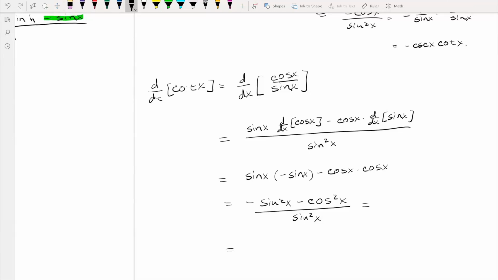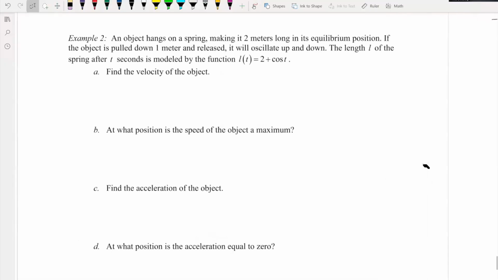It's equal to negative 1. That's right. If you factor out the negative, you've got the sine squared x plus cosine squared x, which is your Pythagorean identity. So you get negative 1 over sine squared x, which is negative cosecant squared x. So that was the proof of the derivative of cotangent equaling negative cosecant squared. And now we'll go on to examples 2 and 3.